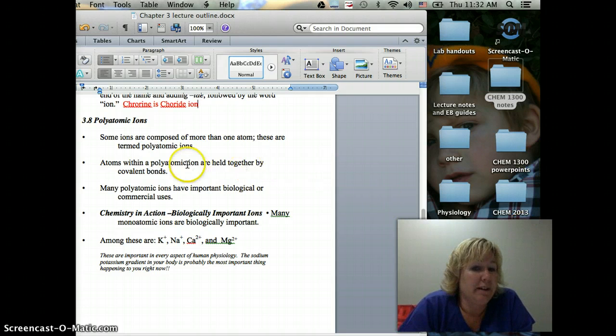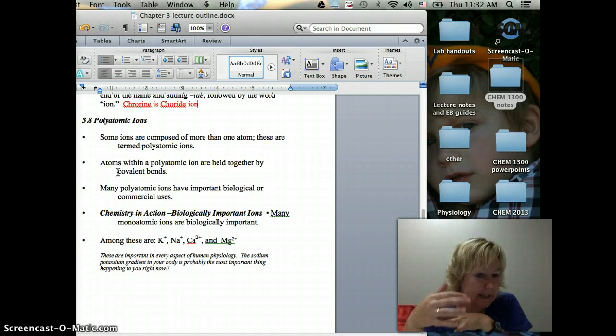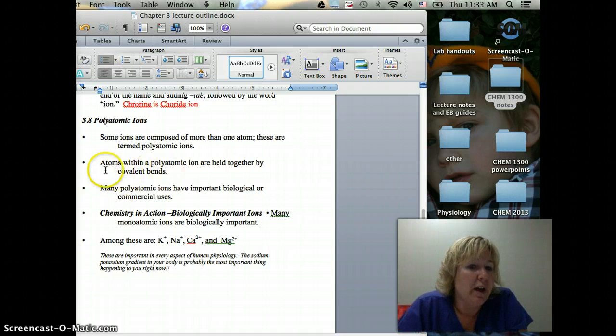Atoms within a polyatomic ion are held together by covalent bonds. Remember, I mentioned this in class. Covalent bonds, they actually share. Nobody's taking anything from anyone else. They're sharing, equal sharing. And so there's not this like negative or positive charge because you don't feel that negative feeling when you don't take things from people. So atoms with polyatomic ions are typically held together covalently, which means they're sharing.